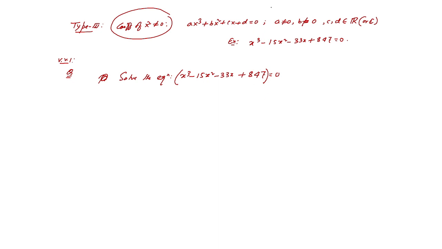And here you just observe the coefficient of x square is non-zero. So if the coefficient of x square is non-zero, that comes under type 2. But okay, when we do type 2, we need to think about more steps. So what are the steps? We apply a further transformation. So step 1, you will write the given equation. The given cubic equation is x cube minus 15x square minus 33x plus 847 equals to 0.